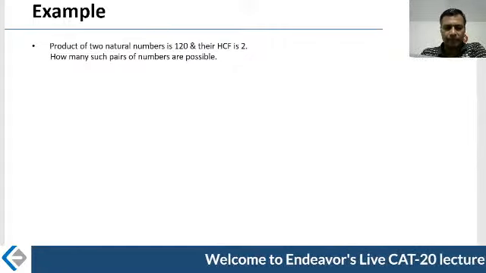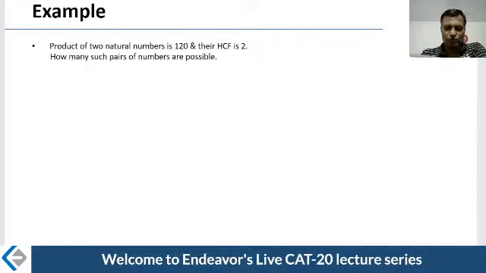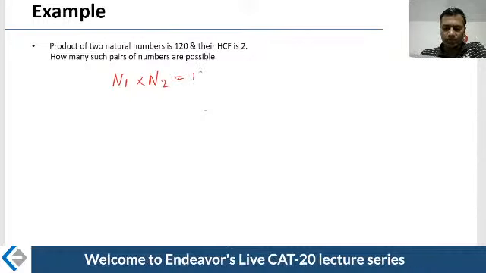Good. All right, do it with me. The product of two natural numbers is 120. Let us write it as n1 into n2. Of course, n1 and n2 have no order to them. For expression of thought, the product of two numbers is 120.